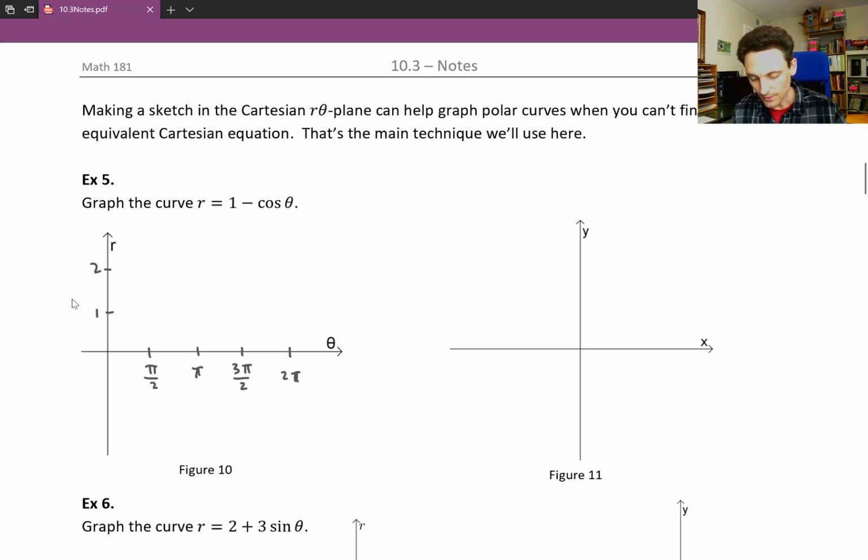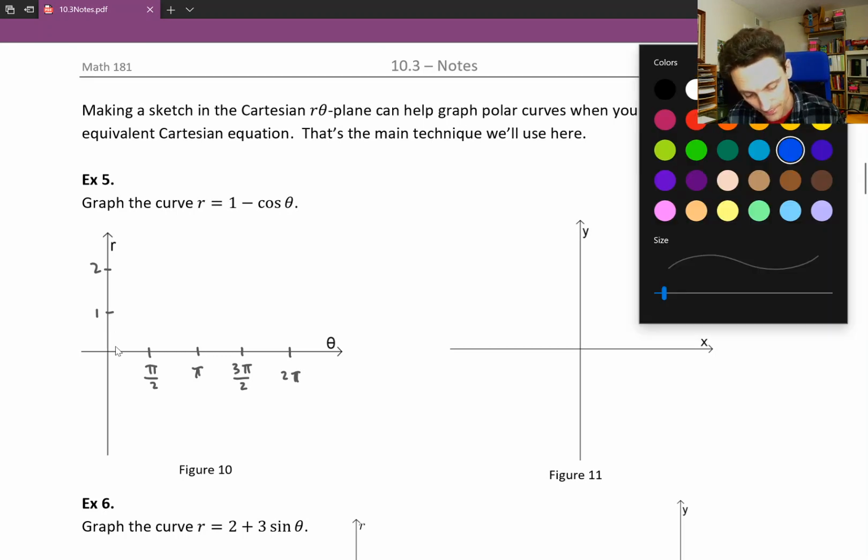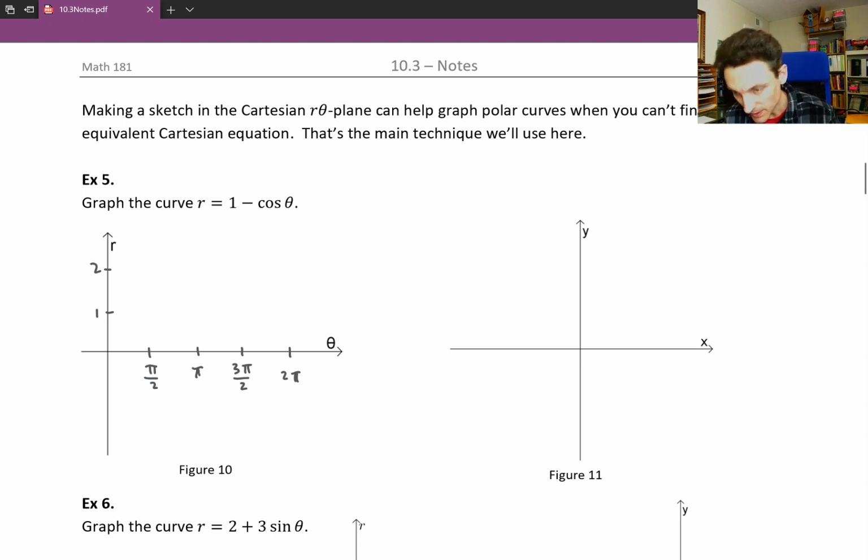And then think, all right, cosine theta, cosine of 0 is normally 1. And so when we do 1 minus 1, we get 0. So this is going to be the new r value. Cosine of pi over 2 is normally 0, and 1 minus 0 is 1. So we would get something like that, pi over 2 comma 1.